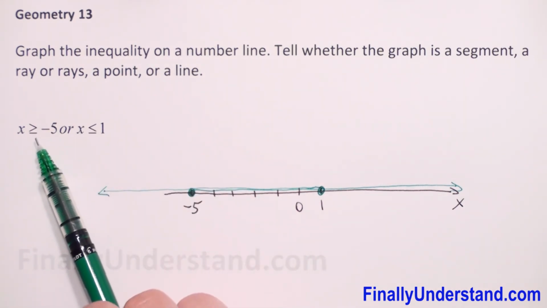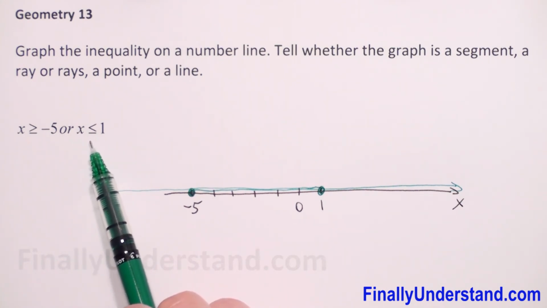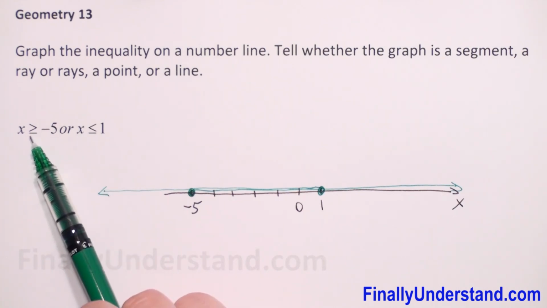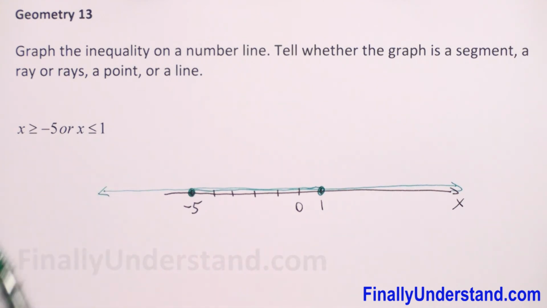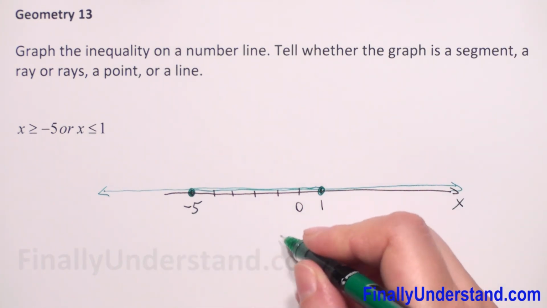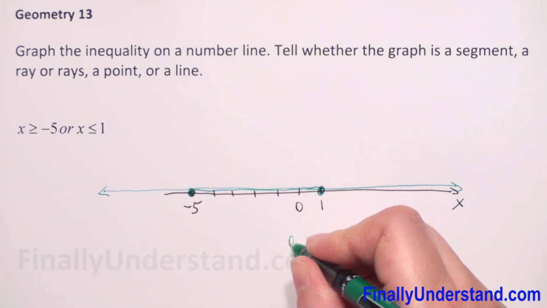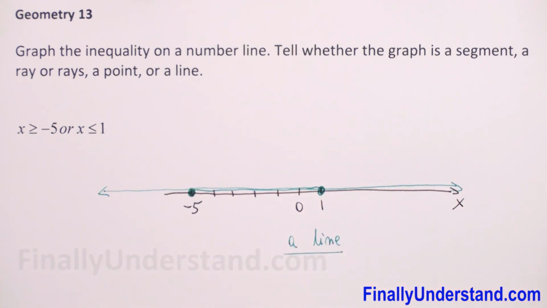Because we have x is greater than or equal to -5, or x is less than or equal to 1, the solution will be from the first inequality and from the second inequality. So we have to put this solution together, and we see that we got a line. We are going from negative infinity to positive infinity, so the solution is a line. This is my solution.